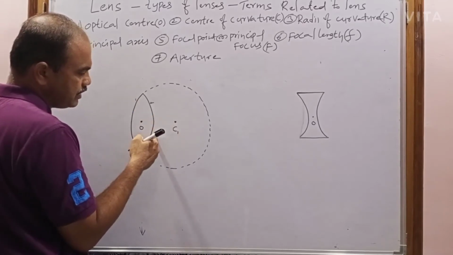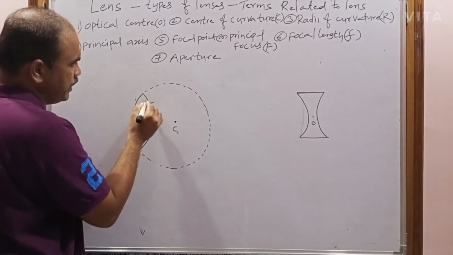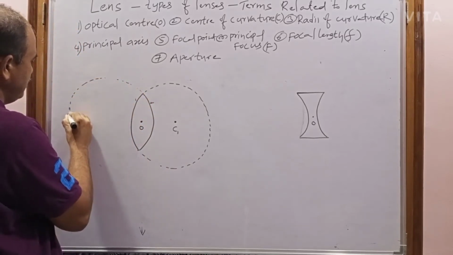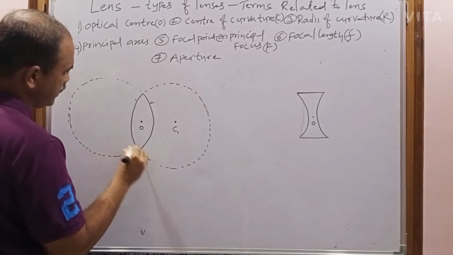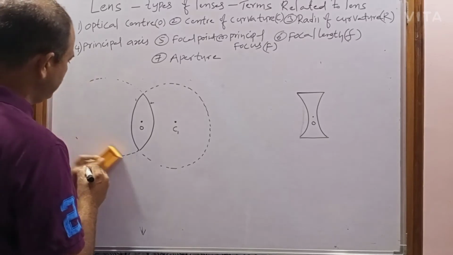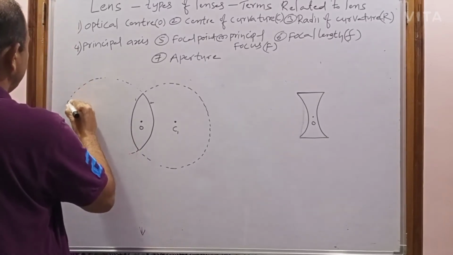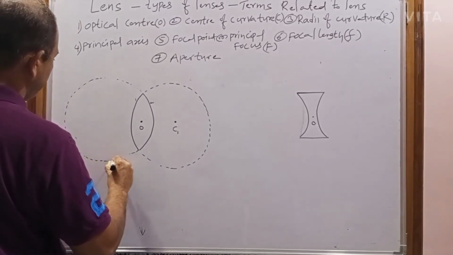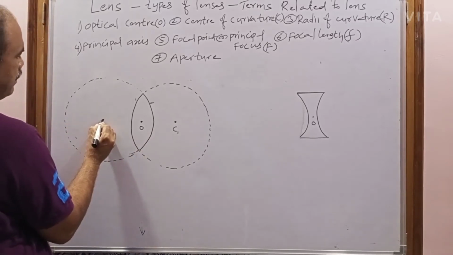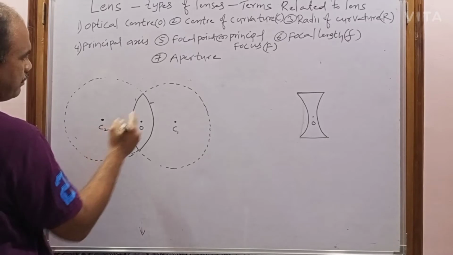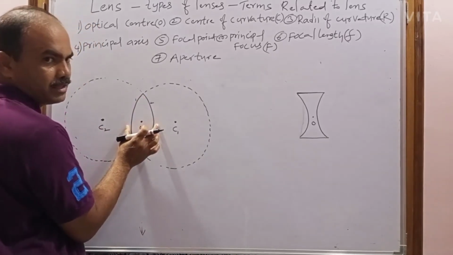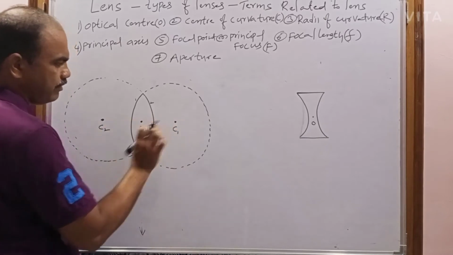Now this is the second surface. By taking the second surface, when I draw the sphere, you get a sphere. The center of this sphere will be called the center of curvature of the second surface. So that's why this double convex lens has two centers of curvature.